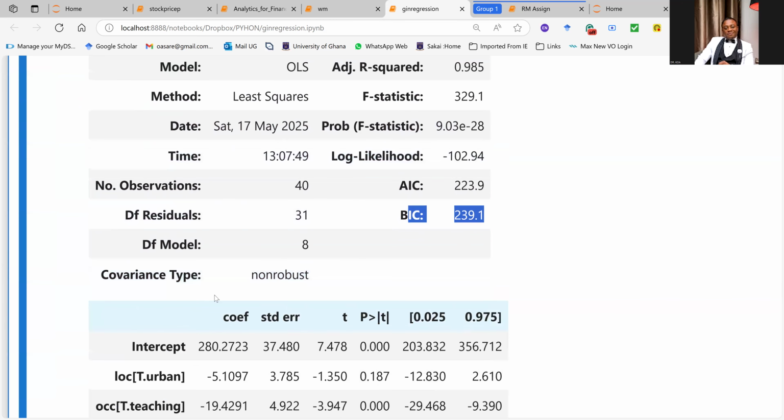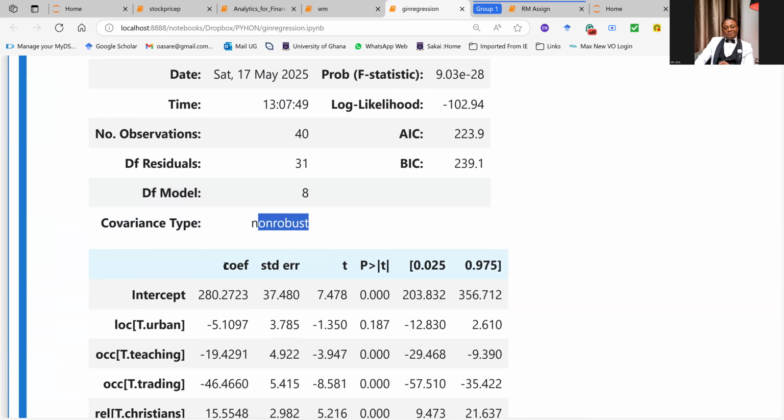Then you'll be told whether the model you have estimated is robust or is not robust. This one is not robust because we're not taking care of a lot of things like the assumptions of regression, heteroscedasticity, autocorrelation, misspecification, and so many things. We've not done that. We've not taken even the log of the variables. Then the major thing, you have the coefficient, the standard errors.